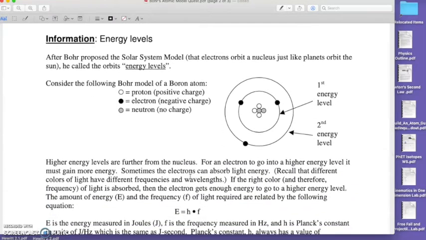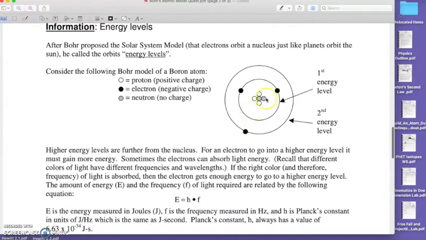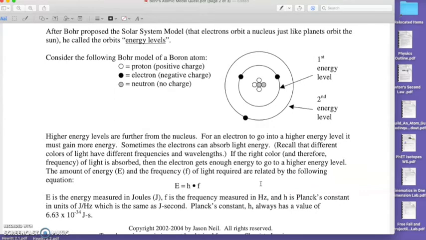Energy levels. After Bohr proposed the solar system model, that electrons orbit a nucleus just like planets orbit the sun, he called the orbits energy levels. Looking at the Bohr model here, in the center we have our protons and neutrons in the nucleus, and then you have your electrons. There's one energy level, here's the other. Higher energy levels are further from the nucleus. For an electron to go into a higher energy level, it must gain more energy.